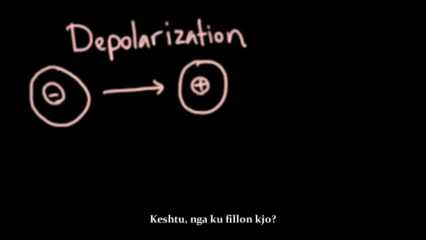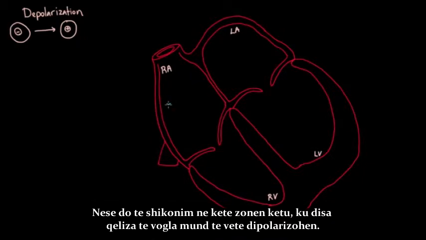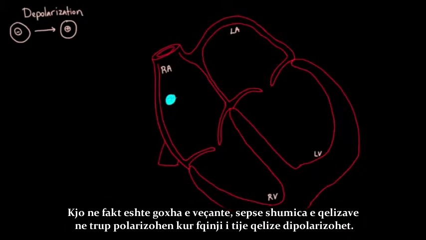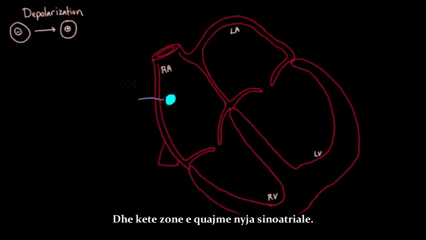So where does that begin? Let's actually draw it into our diagram. So if you were to look, there's actually an area here where little cells can depolarize by themselves. And that's quite unique because most of the cells in the body are going to depolarize when that neighboring cell depolarizes. So these are really unique cells because they're depolarizing all by themselves, and we call that area the sinoatrial node.